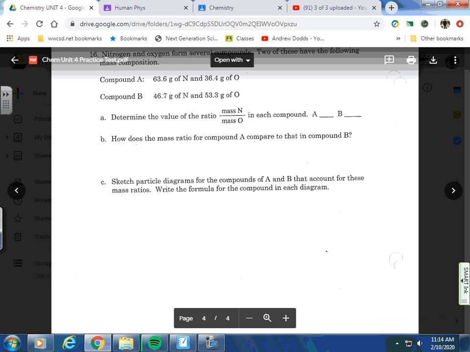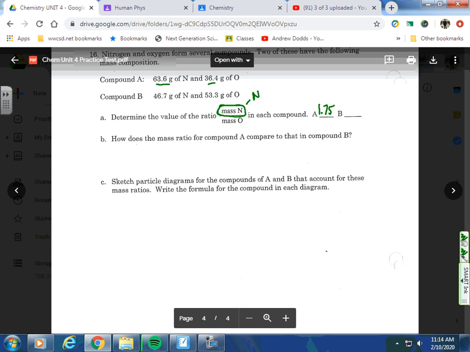Okay, so this is one of those problems for multiple proportions. It says we are determining the value of the ratio here, mass N to mass O. It's important to pay attention to what's on top. Okay, so the element on top is nitrogen. So when I divide these, I'm going to put nitrogen on top. So I'm going to go 63.6 divided by 36.4, and that comes out to be 1.75.